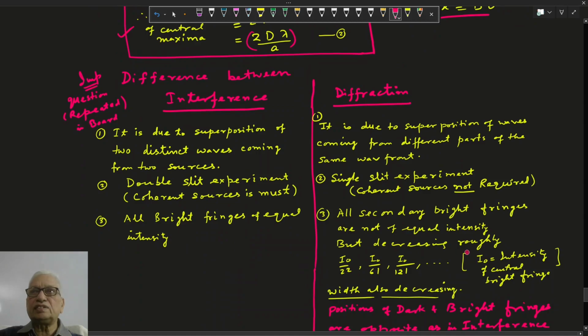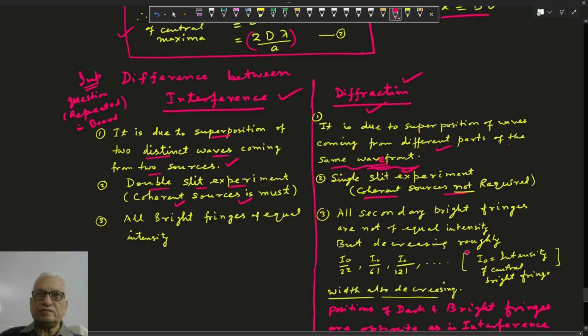The difference between interference and diffraction: interference is due to the superposition of two distinct waves coming from two coherent sources. Here coherent source is a must. Double slit experiment. This is the single slit experiment. Coherent source no need. It is the superposition of waves coming from different parts of the same wavefront. Same wavefront. Not two slits, we are superimposing parts of the same wavefront on each other. In such a case we get a diffraction pattern.